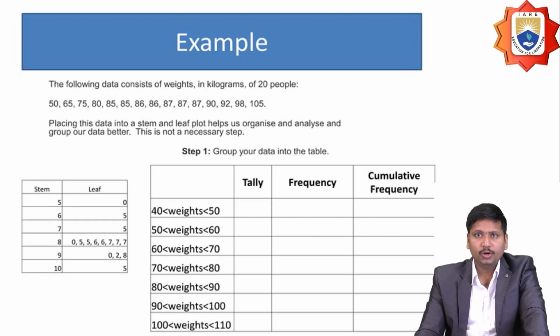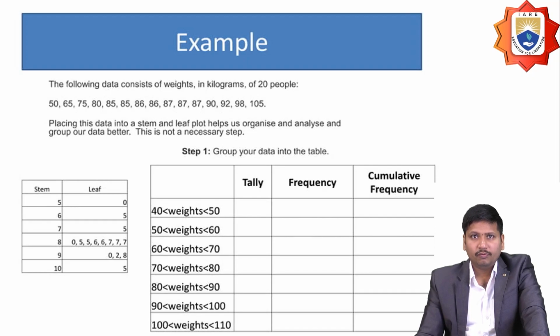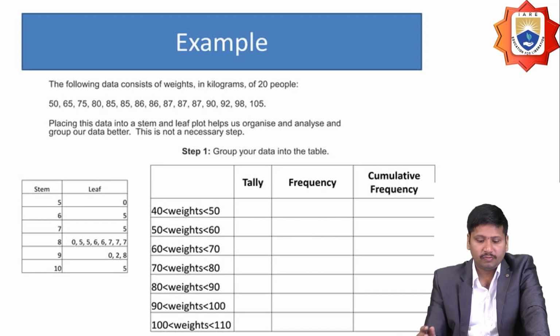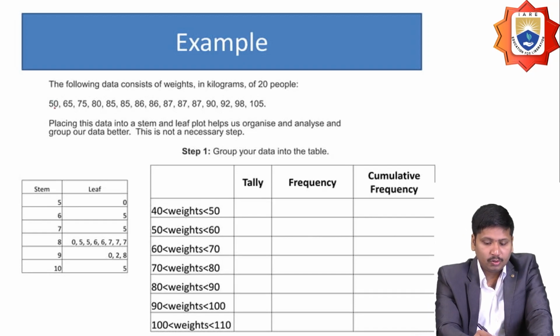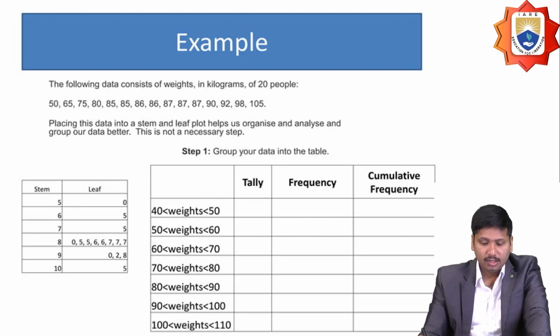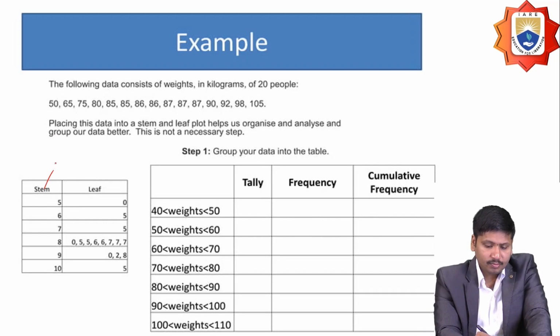This is the example I'm going to use, the following data of people's weights in kilograms. From this, first of all, in order to get the intervals, I have to apply the stem and leaf graph. Once I get the stem and leaf graph, I can decide the class intervals. To construct this, the stem is the leading digits, and the leaf is the trailing digits.